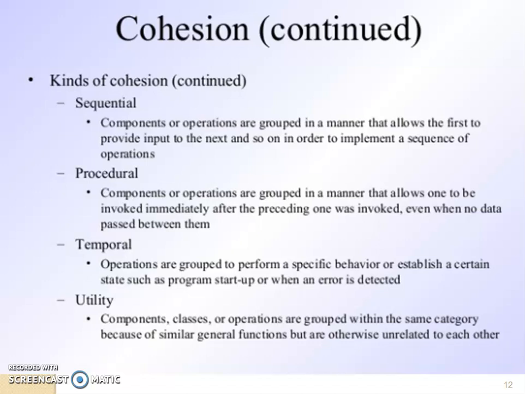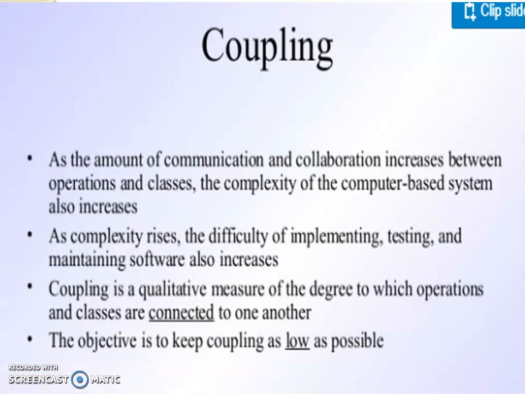In the case of temporal, operations are grouped to perform a specific behavior or establish a certain state, such as program startup or when an error is detected. In the case of utility, components, classes or operations are grouped within the same category because of similar general functions but are otherwise unrelated to each other.